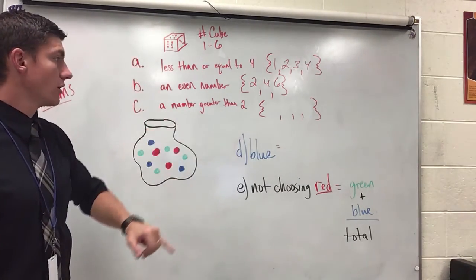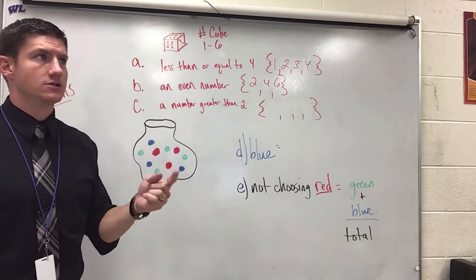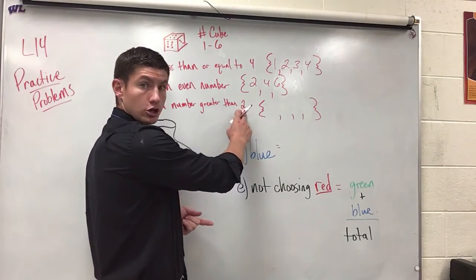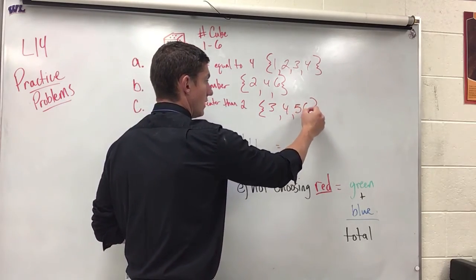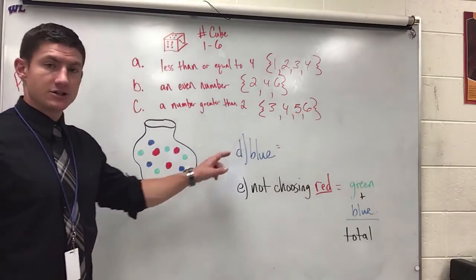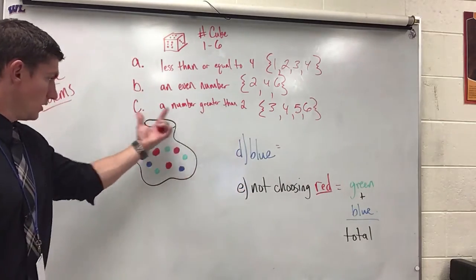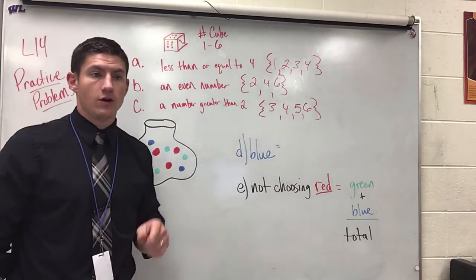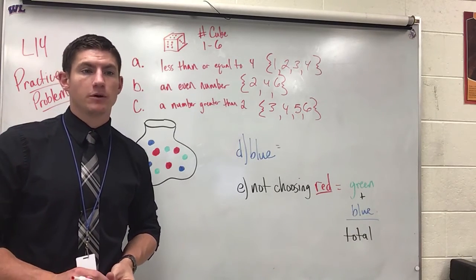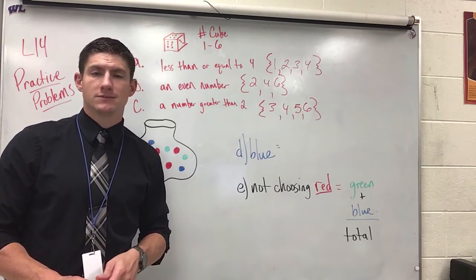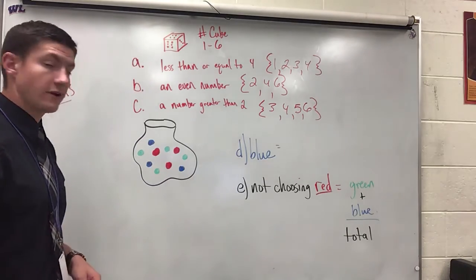Letter C, a number greater than 2. 1, 2, 3, 4, 5, 6. Greater than 2 means you're not going to include that number, which then would be 3, 4, 5, and 6. In letters D and E, Mr. Shane has drawn up here the scenario where it says you have 4 green, 3 blue, and 3 red marbles in a bag. Letter D says what's the probability of randomly choosing a blue marble? To calculate theoretical probability, you've got to look at your favorable outcomes.